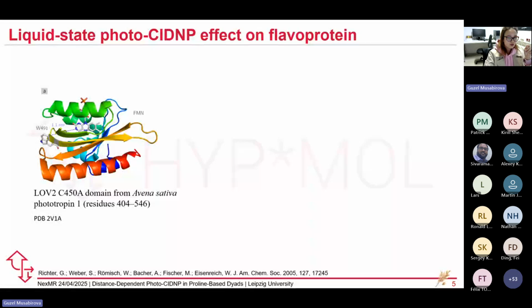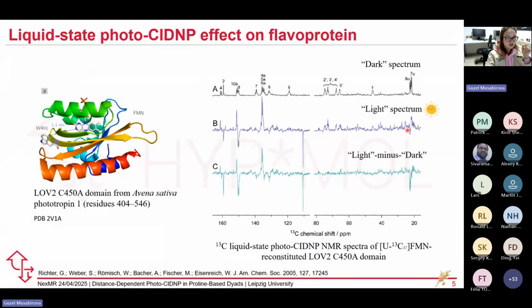So here I would like to show you two examples of photo-CIDNP. Here is in liquid state, and in 2005, there was a first observation of 13C photo-CIDNP spectra in the LOV2 domain from the plant Avena sativa. It was reconstituted with uniformly 13C enriched flavin mononucleotide. And here you see in the spectra, which is light induced, there are strong changes in the signal. When we subtract the dark spectrum from the light one, this spectrum gives us a clear view of which atoms are polarized.